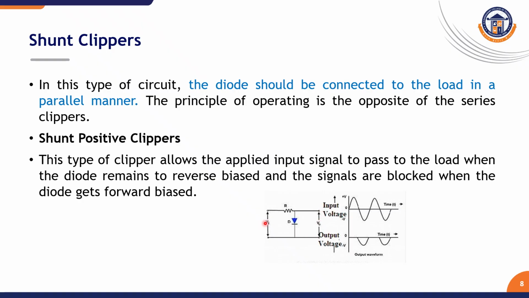When you apply the negative portion of the input signal, the diode will be in the reverse bias condition, so it will block. The negative portion of the input signal is blocked by this diode, and we get the output at the output side as the negative half cycle of the input.